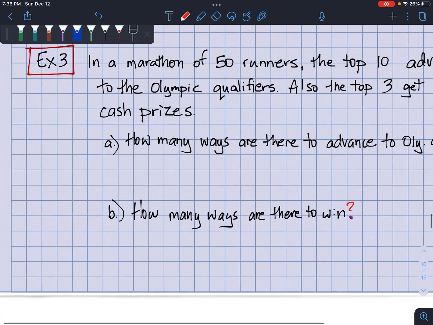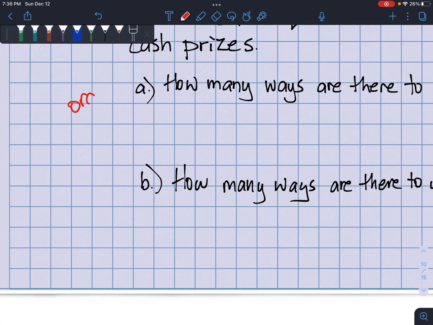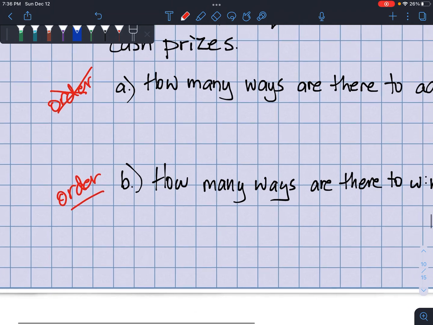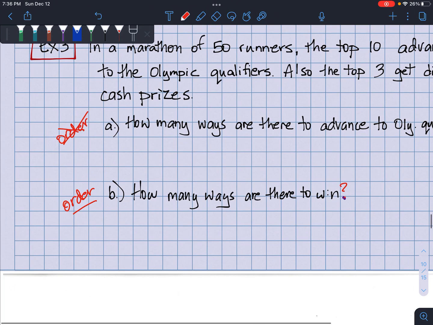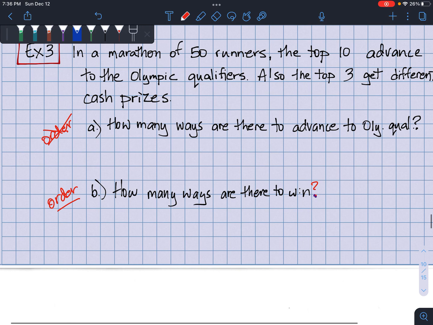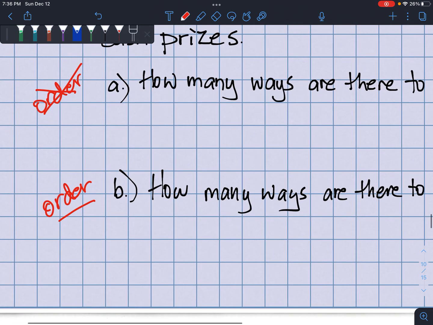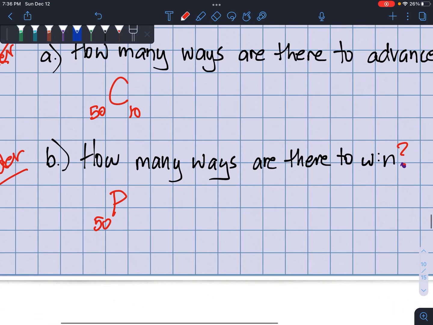This first one, clearly order does not matter. But this second one, order does matter, meaning if you get first or second or third place. In the first one, all we have to do is be in the top 10. So in the first problem, we're doing a combination of 50 things, and I'm picking 10 of them. Whereas in the last one, I am picking from 50 things. I am choosing 3 of them.